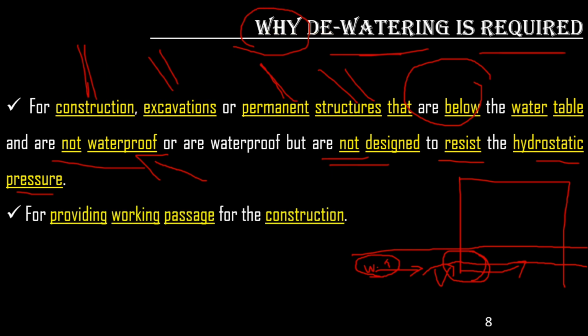Next, for providing the working passage for the construction work. For example, if we consider that you need to construct a highway or underground tunnel or any bridge nearer to the river or nearer to the sea bed. What happens during the excavation work is that water comes out from different sources, and I need to prevent that water from coming to my excavation site. Because of that reason I need to provide the working space, and for providing working space I need to stop that water.